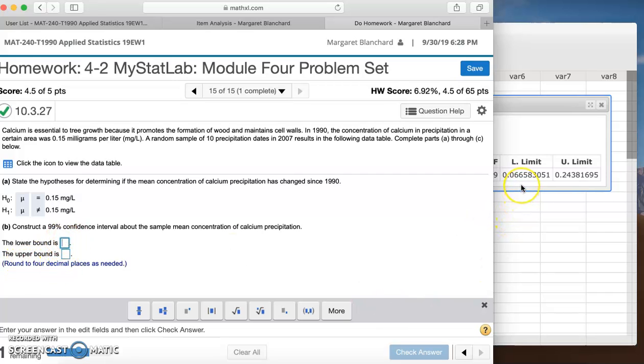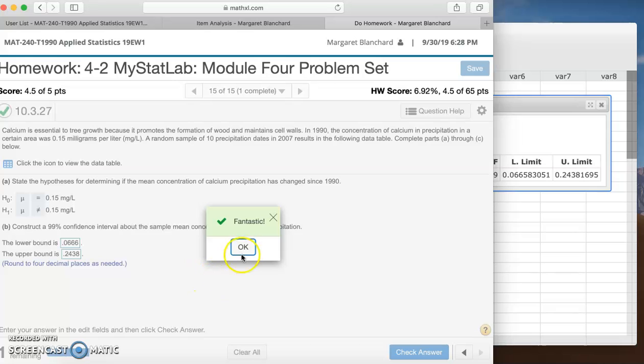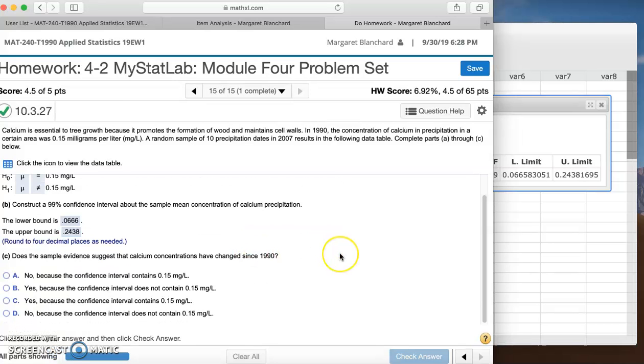So here's our lower limit. We have 0.0666 because that 5 rounds up because of the 8. And then the upper bound is 0.2438. Let's check our answer. Fantastic. Part C, does the sample evidence suggest that calcium concentrations have changed since 1990?